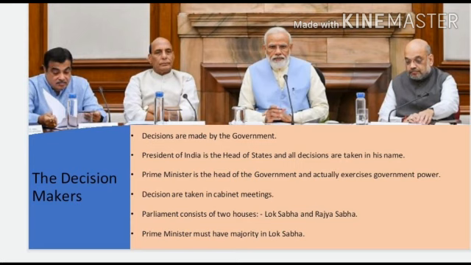The decision makers. Decisions are made by the government. President of India is the head of state and all decisions are taken in his name. Prime Minister is the head of government and actually exercises government power. Decisions are taken in cabinet meetings. Parliament consists of two houses, Lok Sabha and Rajya Sabha. Prime Minister must have majority in Lok Sabha.